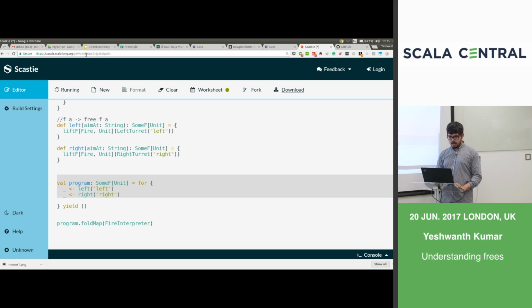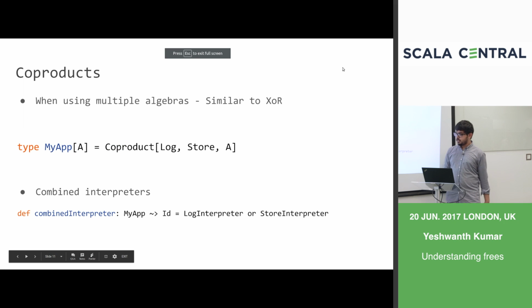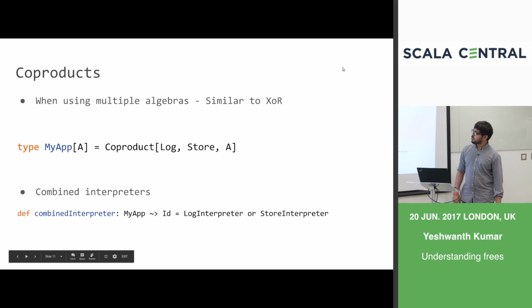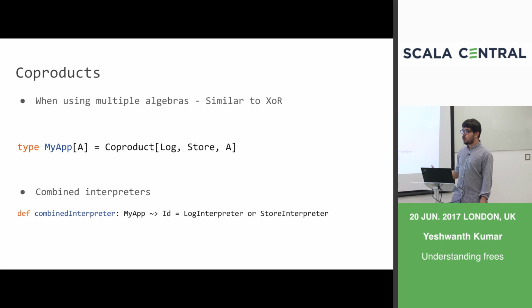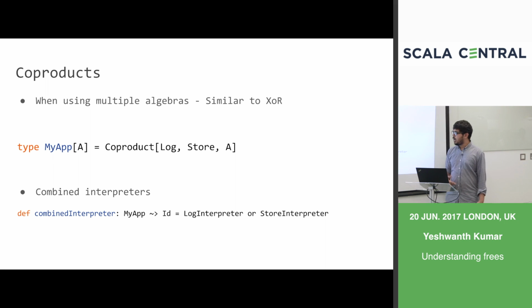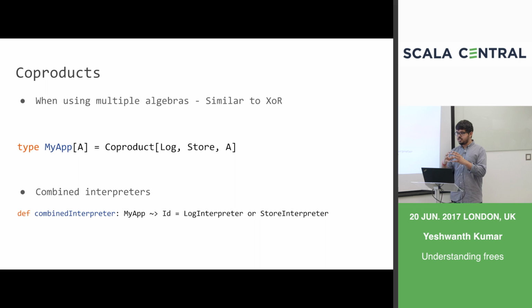So that's where Coproducts comes into the picture. So what you do is, let's say we want to log something like we initially saw, and you want to store something. Okay, so in your Store algebra you might have, like I said, put, get, update, delete, right? So this is how you would use the Coproduct to actually combine your algebras together, right? And then use them in your program.